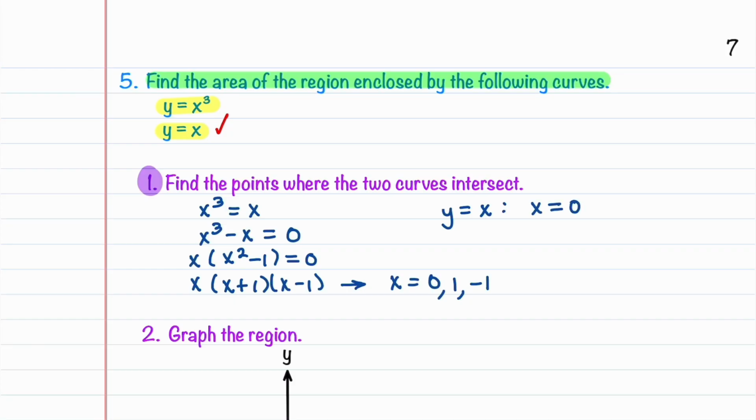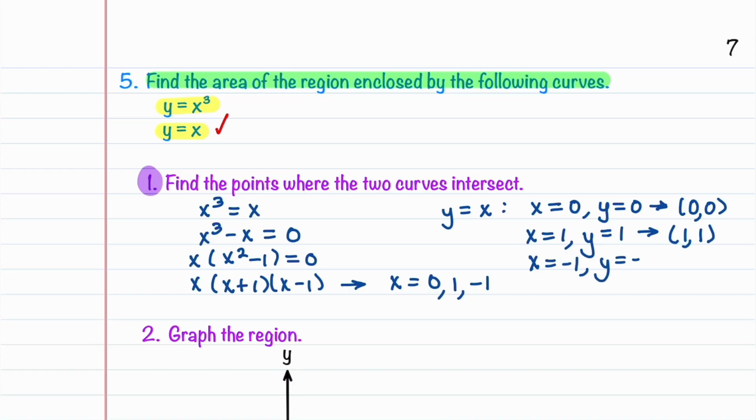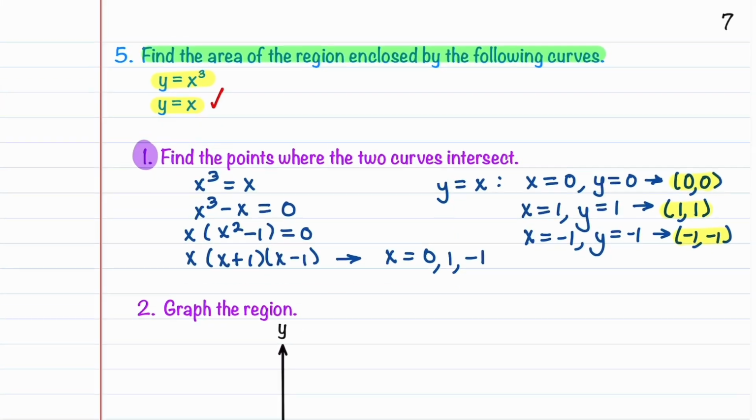When x is equal to 0, we get y is equal to 0. So we have the point 0, 0. When x is equal to 1, y is equal to 1. This gives us the point 1, 1. And then when x is equal to minus 1, y is equal to minus 1. And we have the point minus 1, minus 1. Let's highlight these because these we're going to need to plot in our next step.